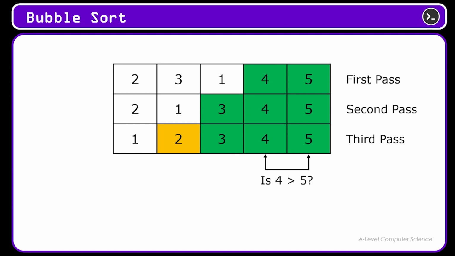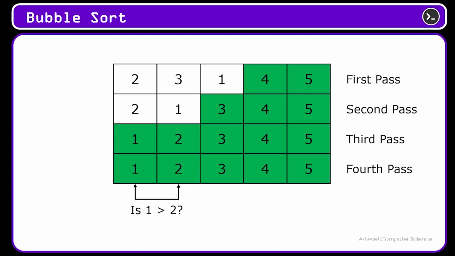Now, as you can see, the list is in order. But for the computer to know it's definitely in order, after the third pass, it goes and does a fourth pass. And it goes back and checks everything again. Is 1 greater than 2? The answer is no. Is 2 greater than 3? The answer is no. Is 3 greater than 4? The answer is no. And is 4 greater than 5? And the answer again is no. And this is known as the fourth pass.